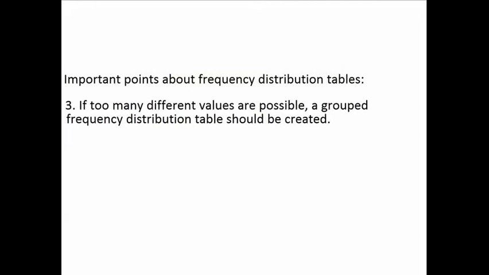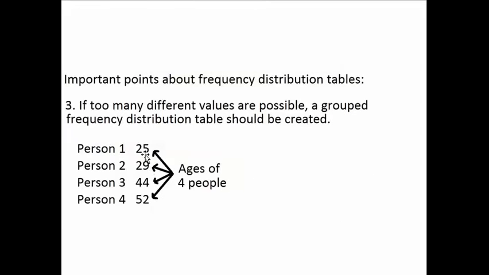Here's an example. I ask 4 random people for their ages, and I get 2 people in their 20s, 1 person in their 40s, and 1 person in their 50s. If I tried to list out every value in the x column between my lowest and highest numbers, I would have a very long x column, because my lowest value is 25 and my highest value is 52.